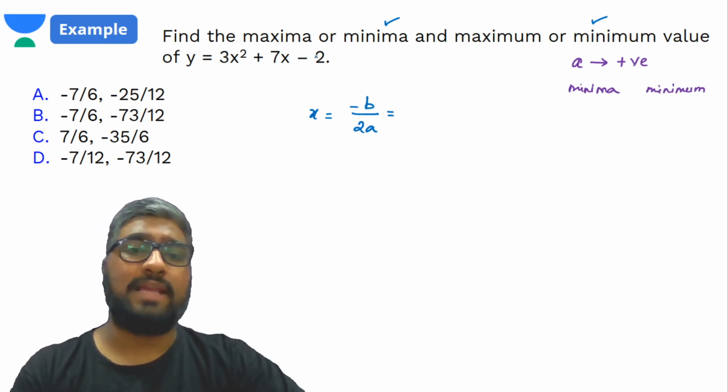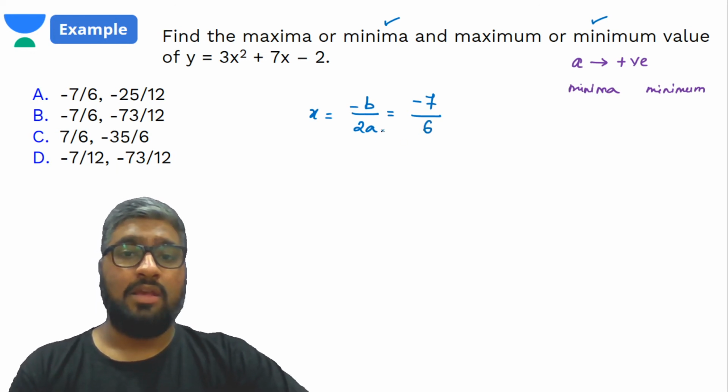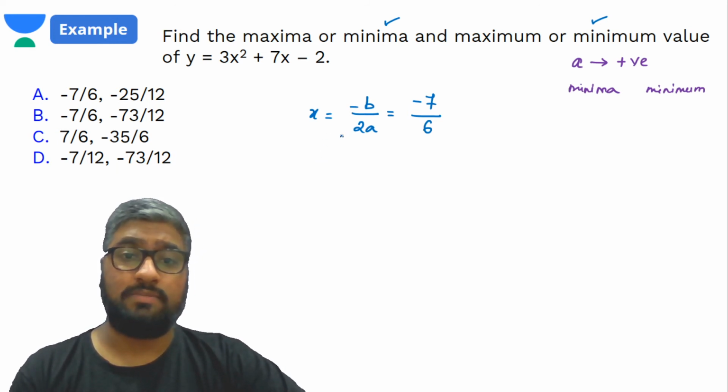In this case, what's minus b? 7. So minus 7 over 2 times a, that is how much? 3 times 2, 6. Yes. So what is my minima value now? Minus 7 by 6. Yes, I can go ahead and identify the minimum value of the expression, but I would rather want to eliminate some answer choices before I do that.